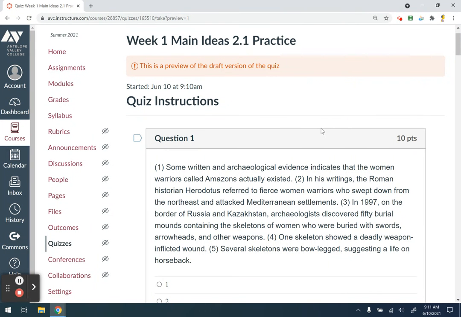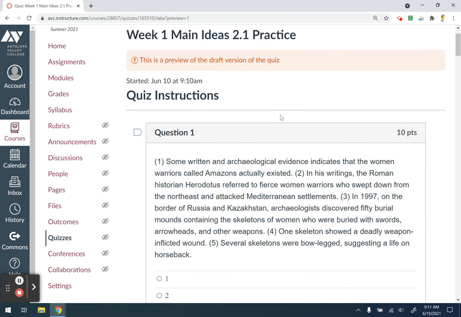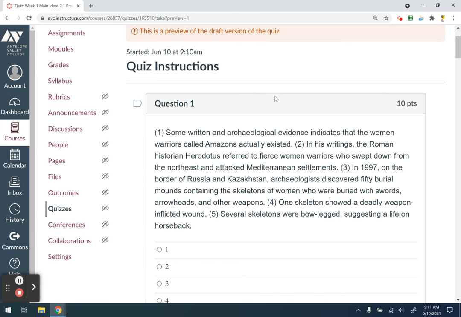Welcome to the tutorial practice for Main Ideas 2.1. So today, this is what your assignment will look like for this week, going over main ideas. Now again, main ideas and supporting details go hand in hand. In this practice tutorial review, we're going to focus mainly on the main ideas. We will mention supporting details, but again, main ideas is our focus.